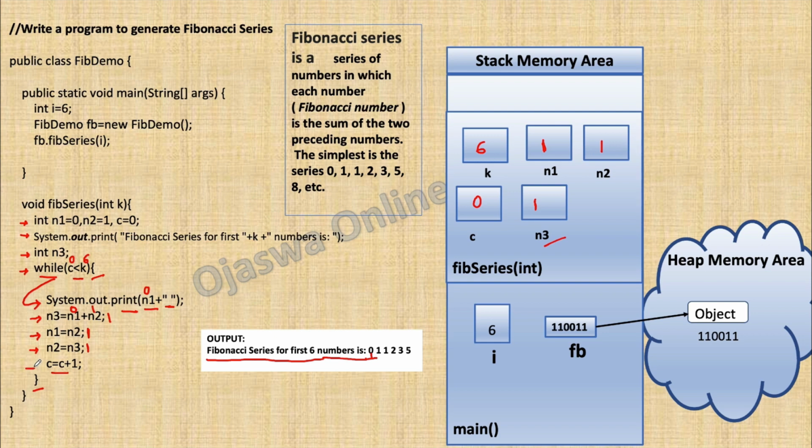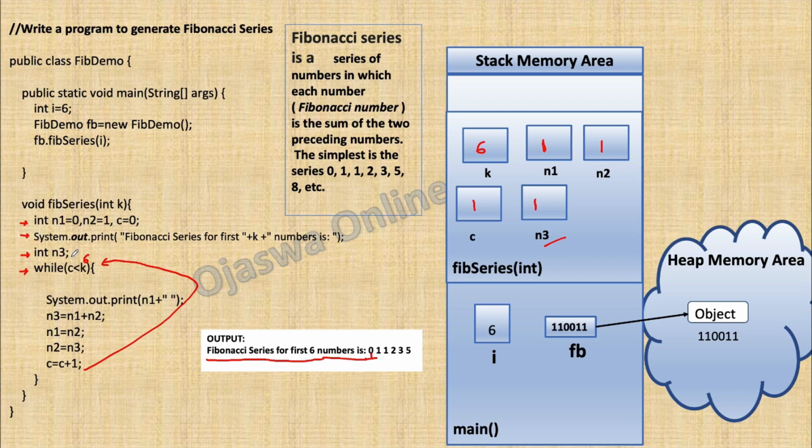The next statement is c equal to c plus 1. Here the counter is incremented, value of c is 0. The updated value of c is 0 plus 1, that is 1. Hence inside the memory, value of c is updated to 1. Now from here, control of execution goes to the condition statement and the condition is checked for the next iteration.